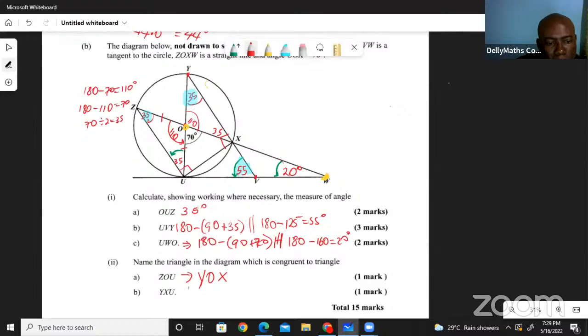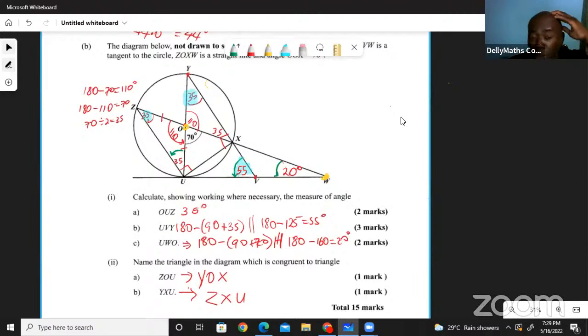So we're saying that ZXU is congruent to YXU. All right, and so there it is. We would have picked up a number of marks there, 15 good marks. ZUX, if it says ZUX, is the same thing. Very good working out, guys.